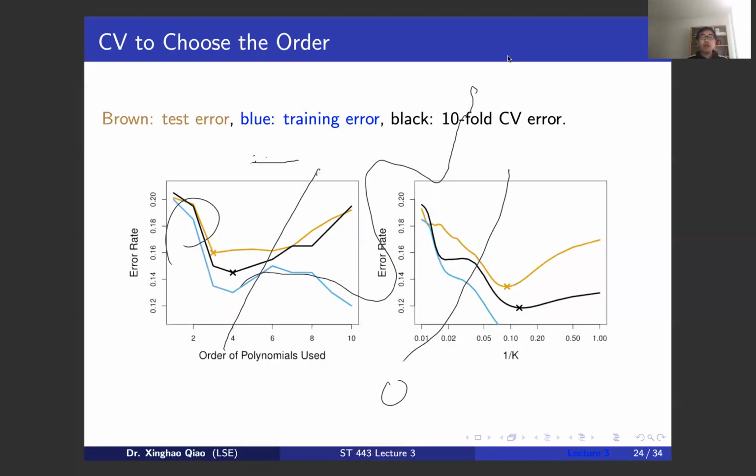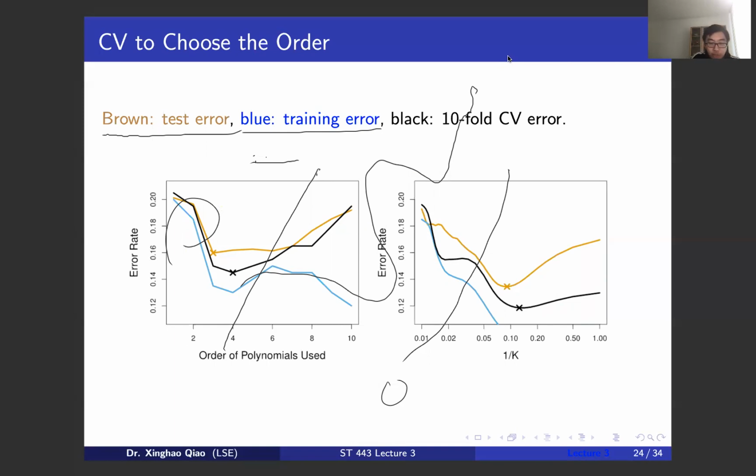Okay, so now we need to actually choose the optimal polynomial order to use. The blue solid line represents the training error. The brown solid line corresponds to the test error. And again, we know how the data are generated, so we know the true test error.